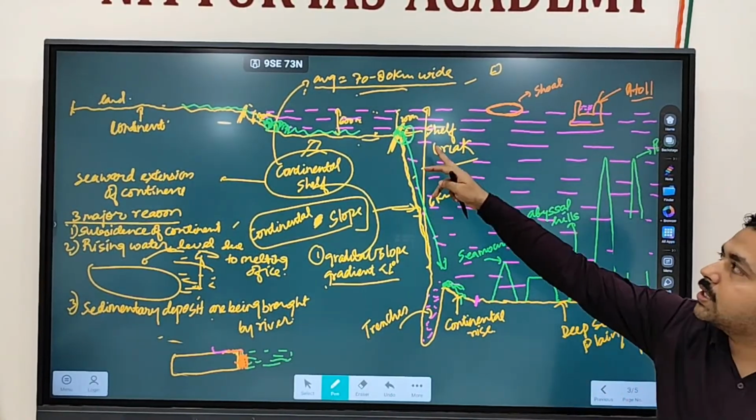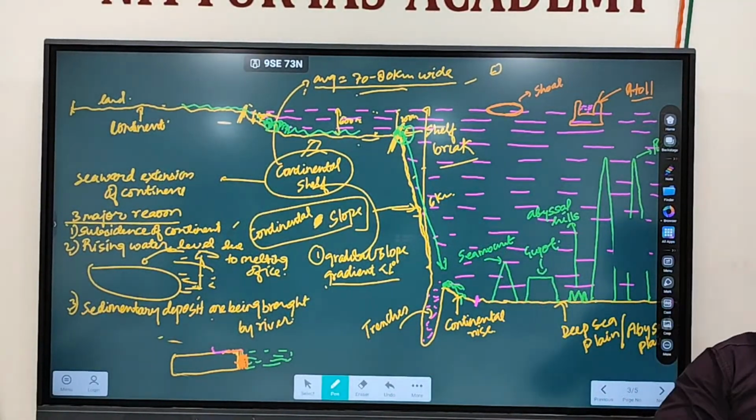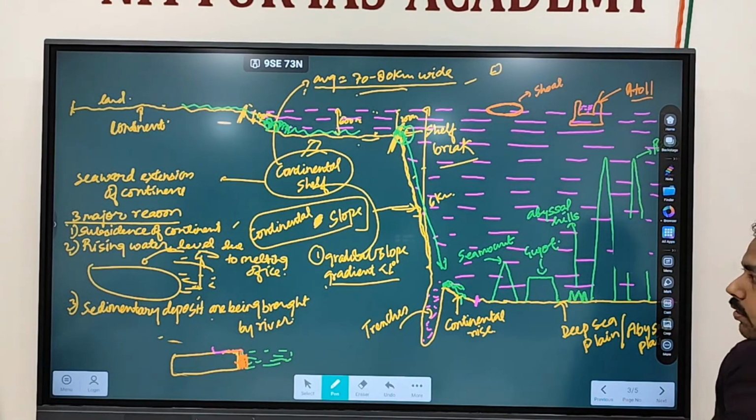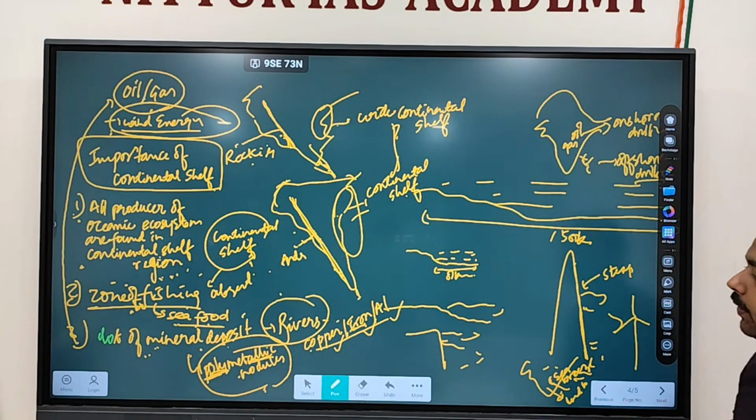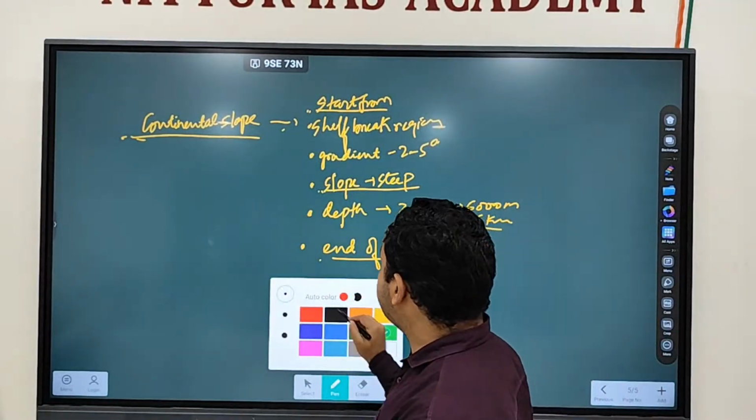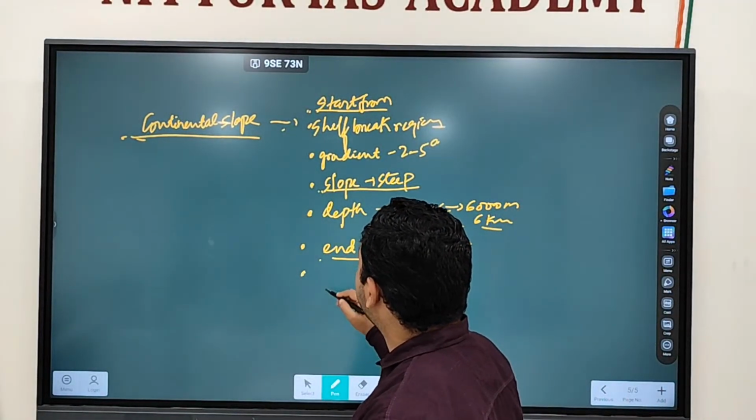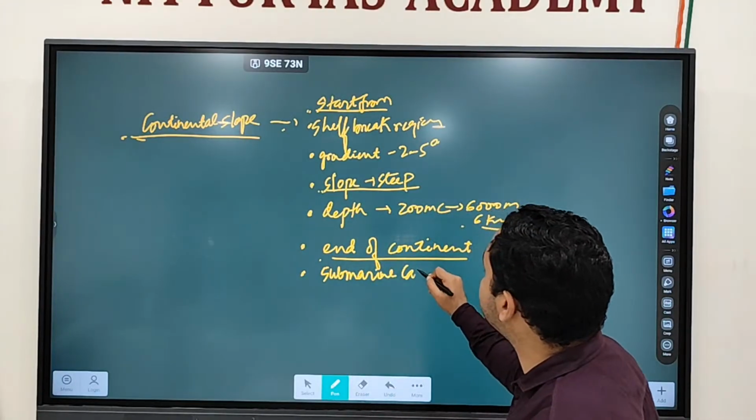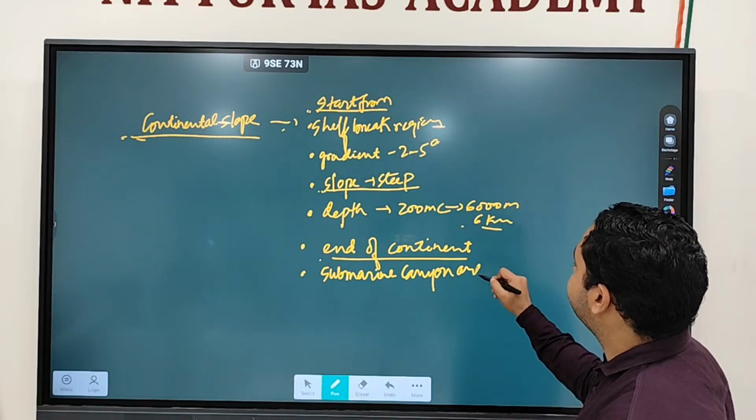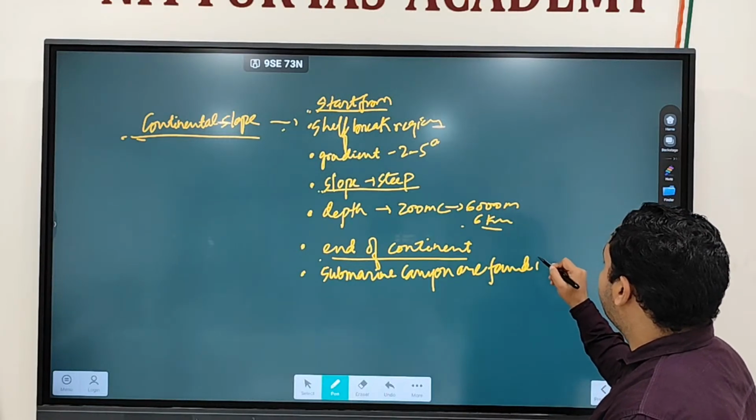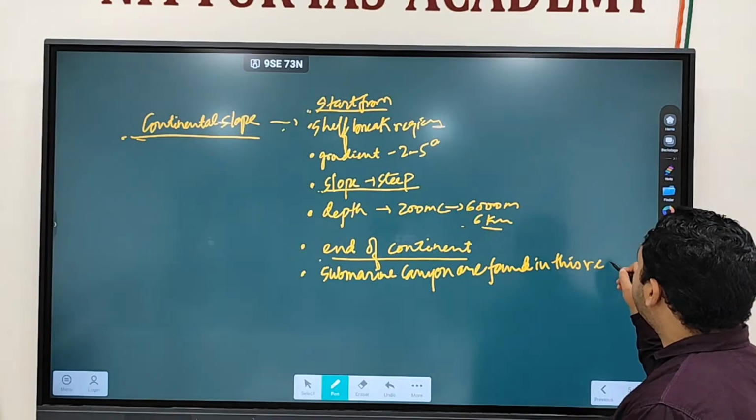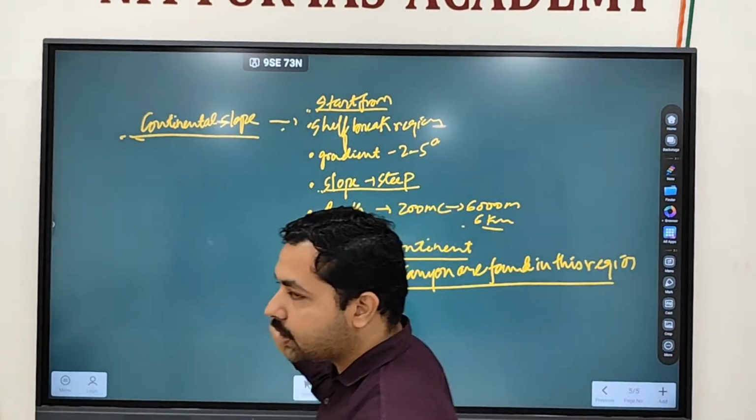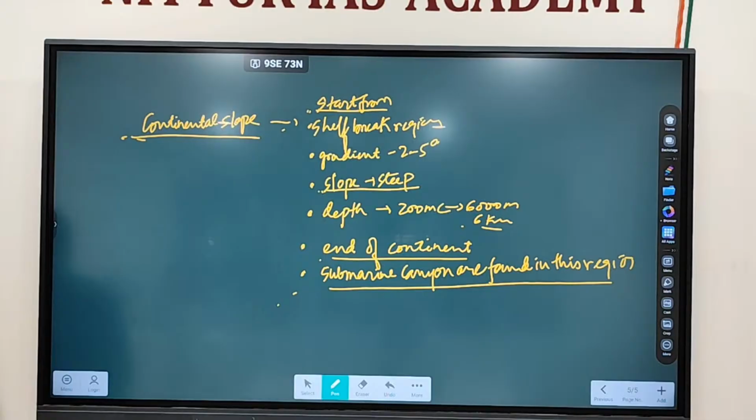Clear? So you don't see much deposits over here. But here you'll find two things. One is called canyons. At this junction, you're going to find smaller ones, called submarine canyons. Submarine canyons are found in this region. Fine, very important.